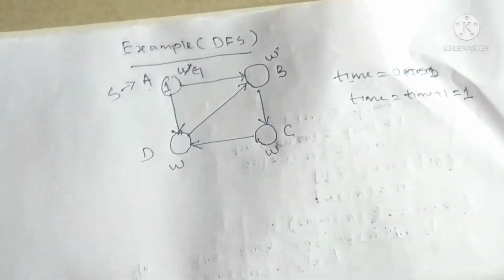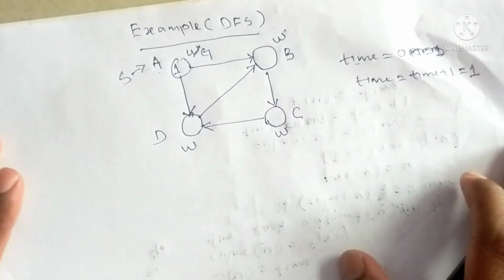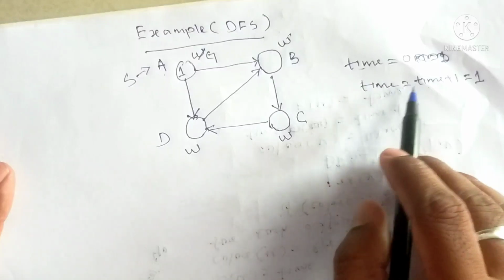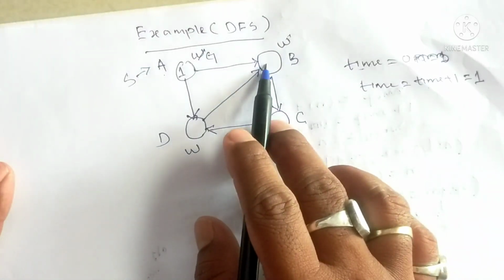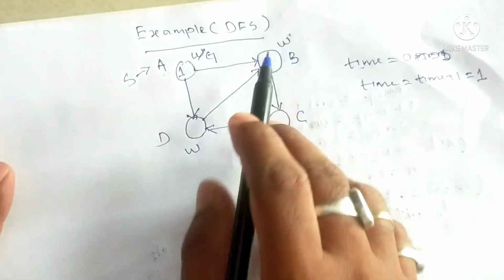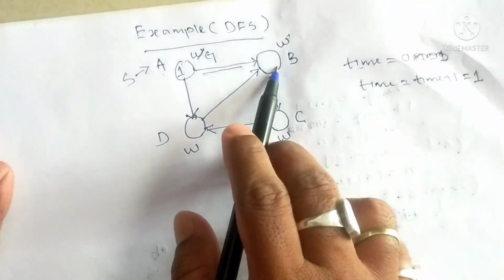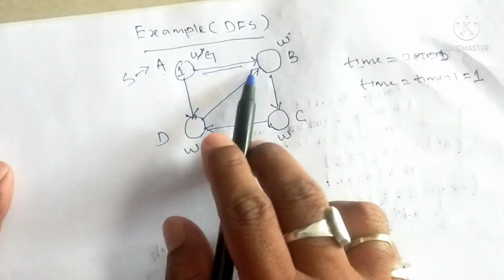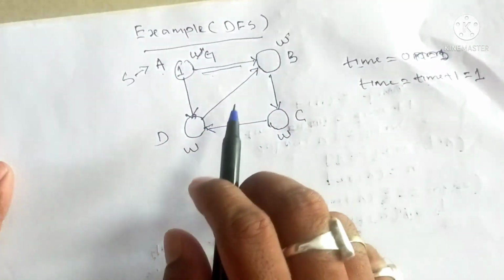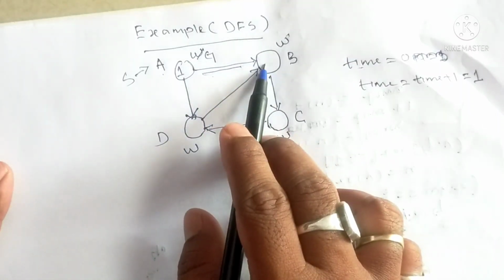So what will happen here? In this case, B is the adjacent vertex. The color is white. Yes, the color is white. Then the predecessor will be A. So I am writing a double line to represent U, A, as the predecessor of B. Then once you write the predecessor, call the DFS again.